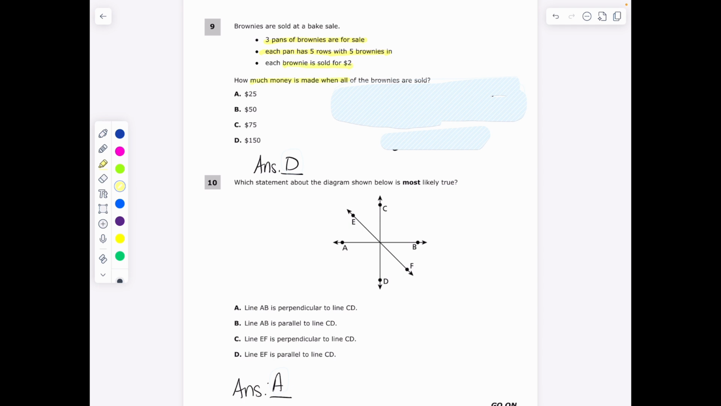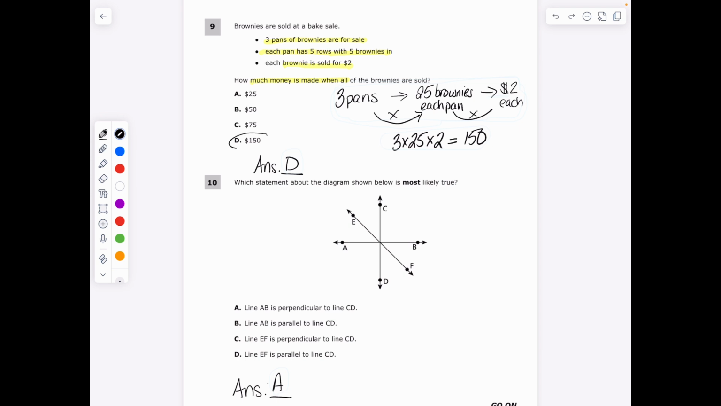So this is how I worked it out. I thought about it and I was like, well, we have 3 pans and each pan has 25 brownies because it's 5 rows of 5. So I could just multiply that. There's 3 pans with 25 brownies and each brownie is $2. So I could just multiply all of these numbers to figure out my answer. And when I do that, 3 times 25 times 2, I get 150. Okay, and that kind of makes sense.